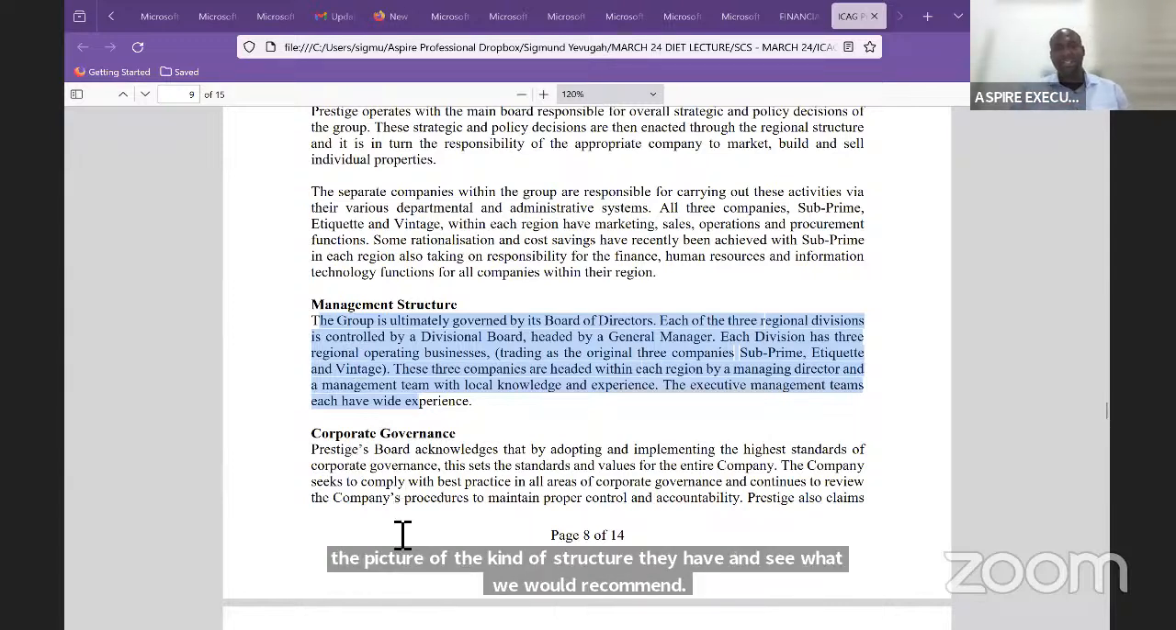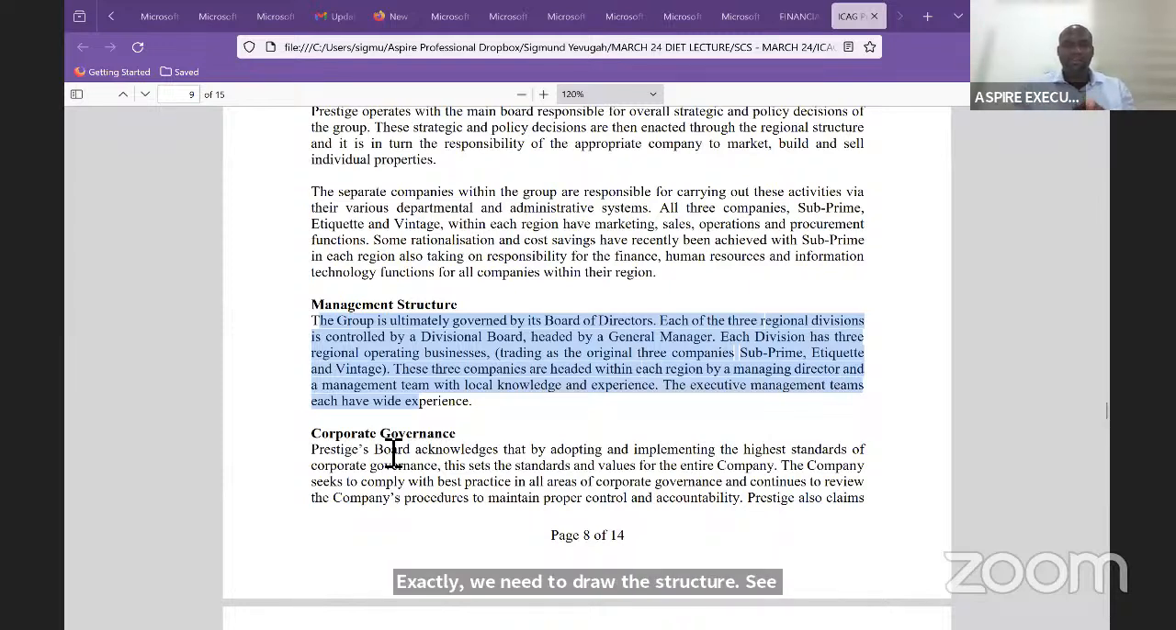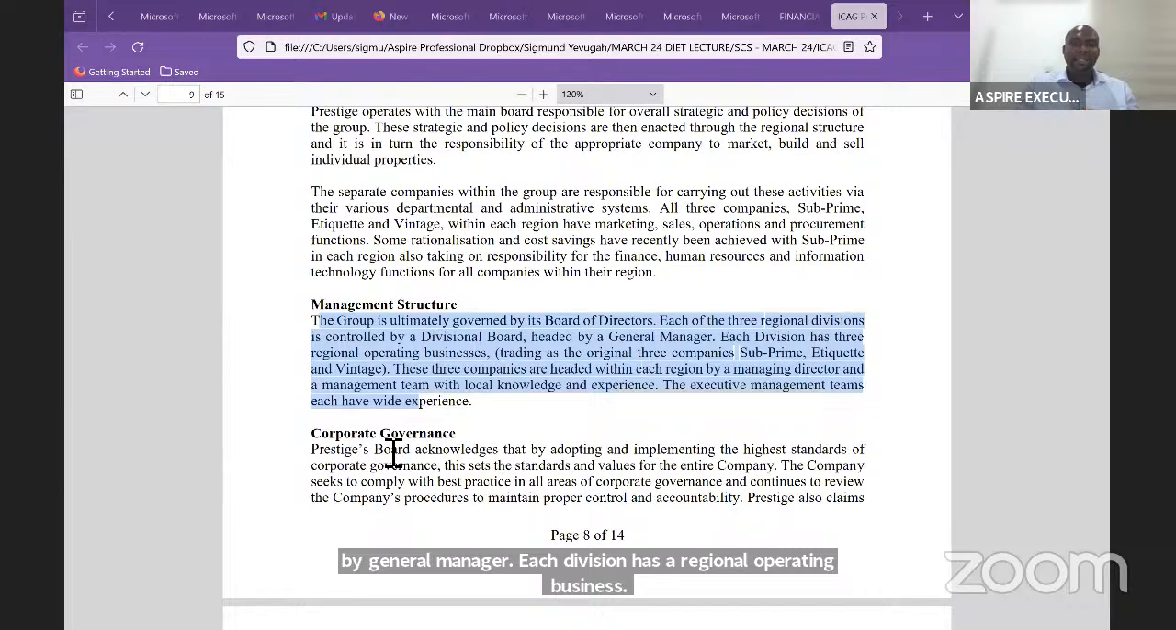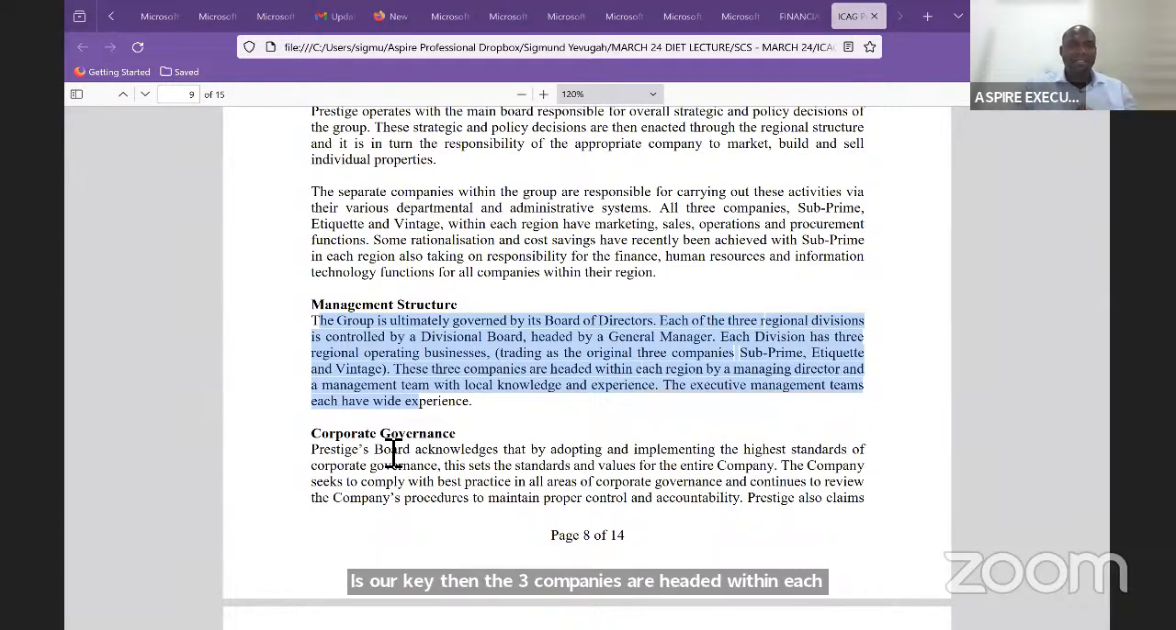We need to draw the structure and see what clearly becomes the problem here, because they have a board of directors, then they have regional, what they call a divisional board, headed by a general manager. Each division has a regional operating business. Then the three companies are headed within each region by a managing director and a management team with local knowledge. So we need to deduce this. We need to draw it and see how this works out. Is that clear? So I would encourage everyone to try as much as possible to put together a structure. Okay, so that is it. So we can look on and on.